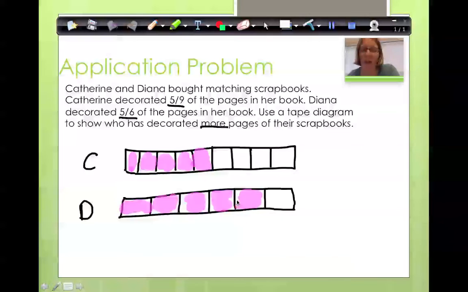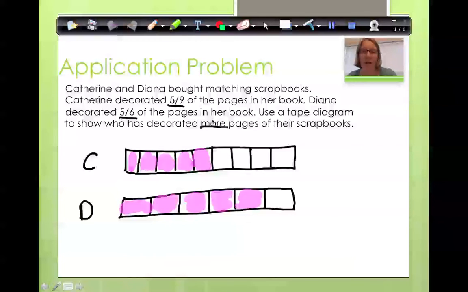Now because we tried to make this one as equal as possible, and because we made the tape diagrams about the same size, the answer is obvious. We can look at the picture and see which one decorated more pages. Who decorated more pages? Diana did. Well, it's obvious. You can see from the picture. Okay, so make sure this is why Mrs. Corlett is so particular about you doing a good job with your diagrams.